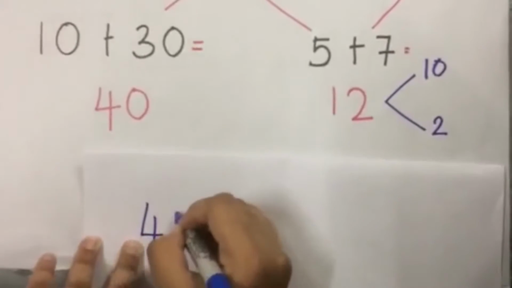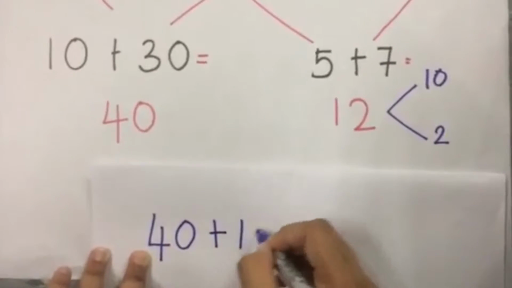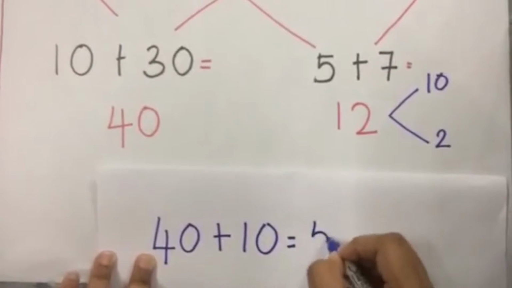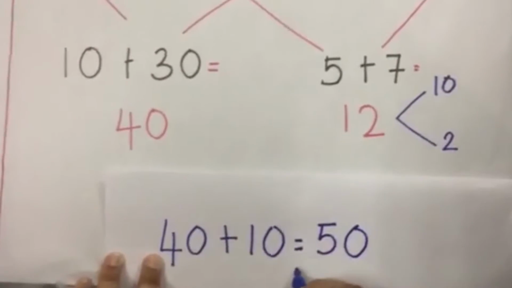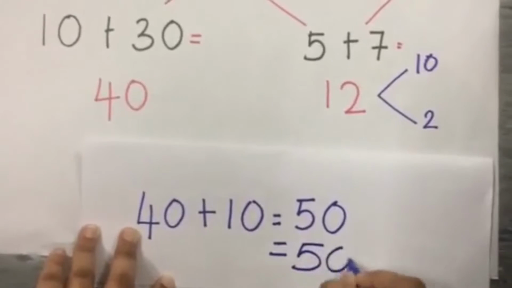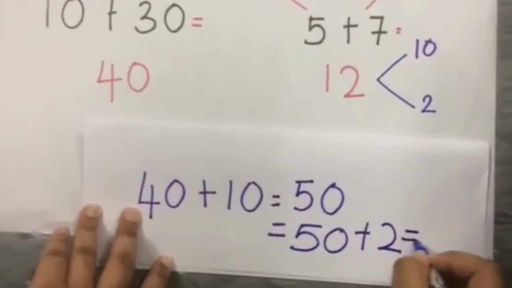From there, the math is pretty easy. We are going to take that 40 plus 10, which brings 50, and the leftover is that 2, so plus 2 with 50, so the answer is 52. Easy, right?